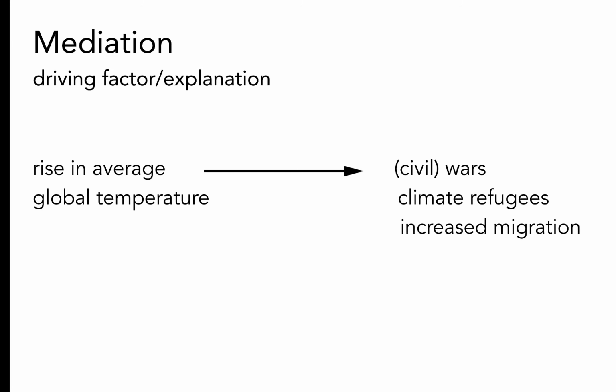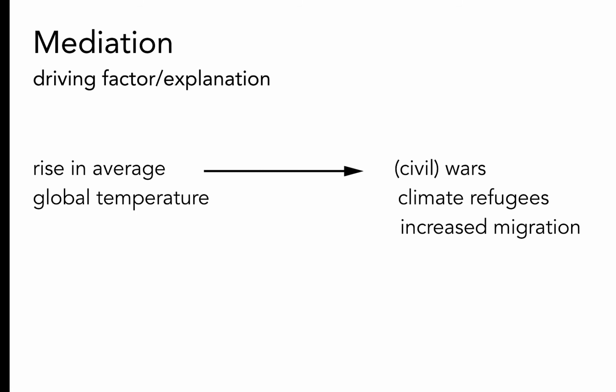Sometimes we're dealing with a situation that is not a spurious correlation, but a mediation. And this is different, so please pay close attention to how the arrows are pointed in the example I'm going to give on this slide. So sometimes a driving factor or explanation is not a lurking variable, but is a mediator. For example, the rise in average global temperature, so global warming, causes more civil wars, climate refugees, and increased migration.